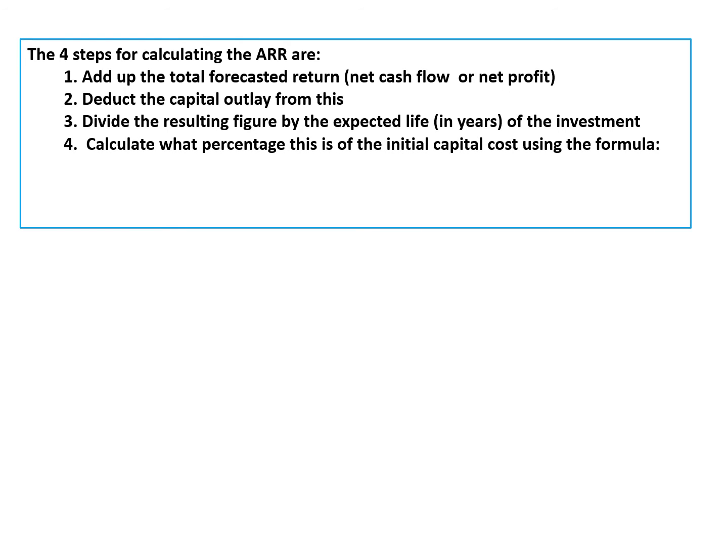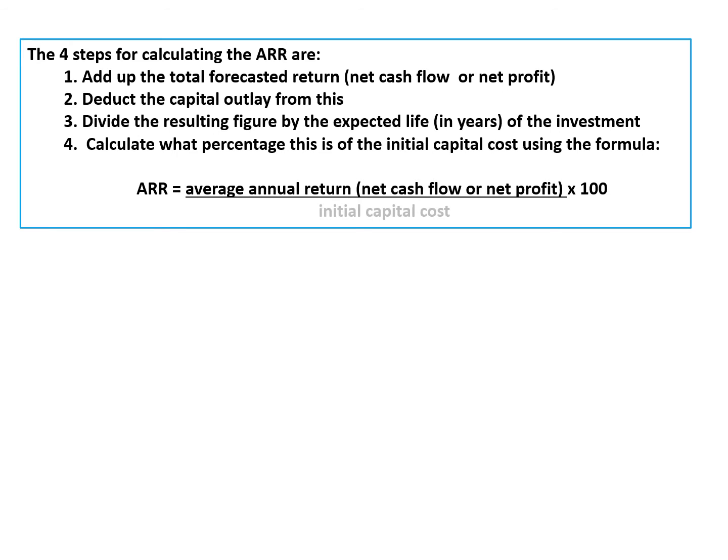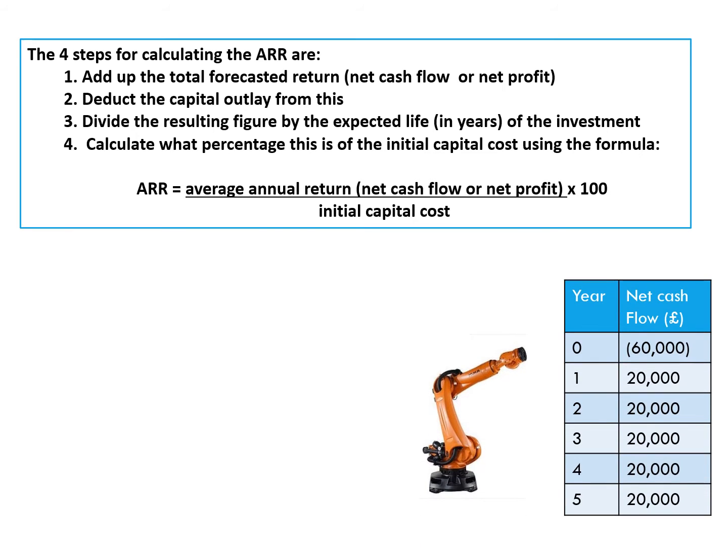The fourth step is to calculate what percentage this is of the initial capital cost, and we do that using the formula below. The average rate of return equals the average annual return divided by the initial capital cost times 100. So let's go through for our robot again.